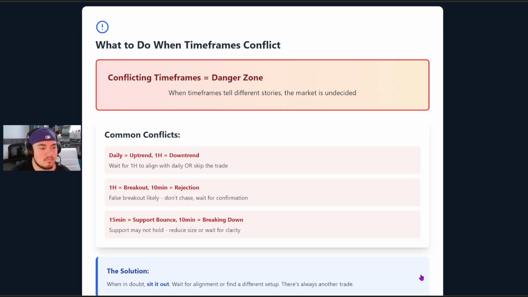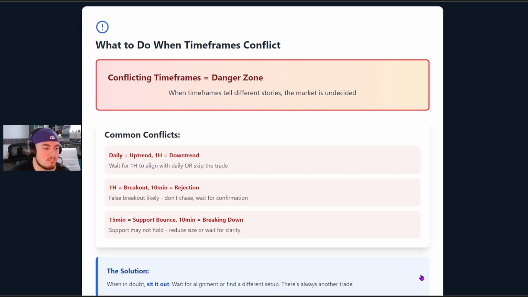Common conflicts: the daily's in an uptrend, the 1 hour's in a downtrend. You wait for the 1 hour to align with the daily, or you skip the trade. If the hourly time frame is in a downtrend while the daily time frame is in an uptrend, wait for the hourly to flip into an uptrend and then look for the trade. And if not, just skip it. It's very simple. Don't overcomplicate it.